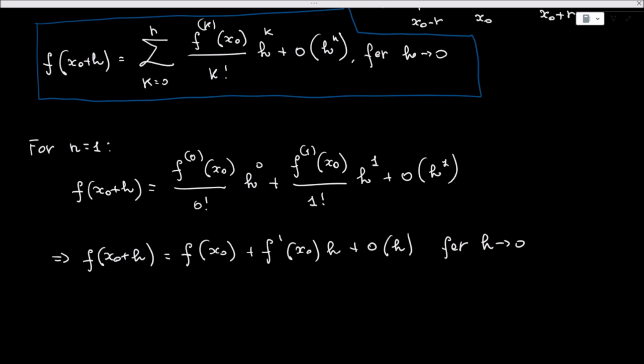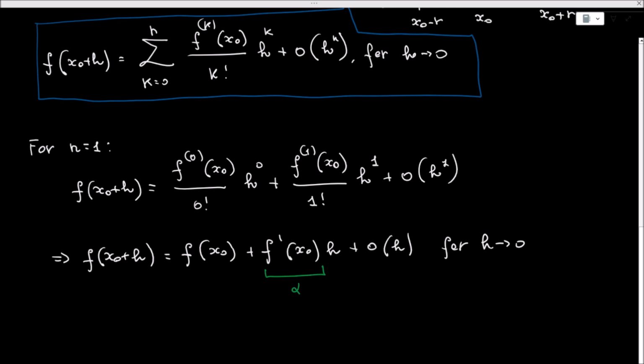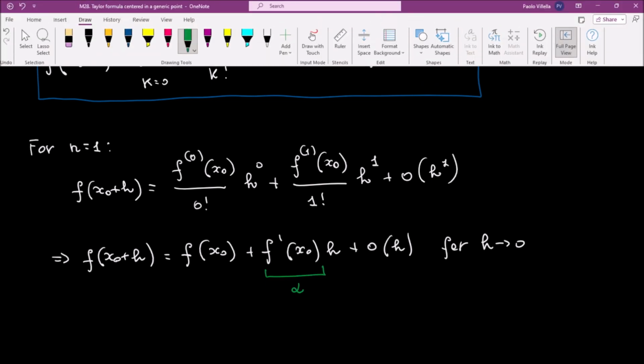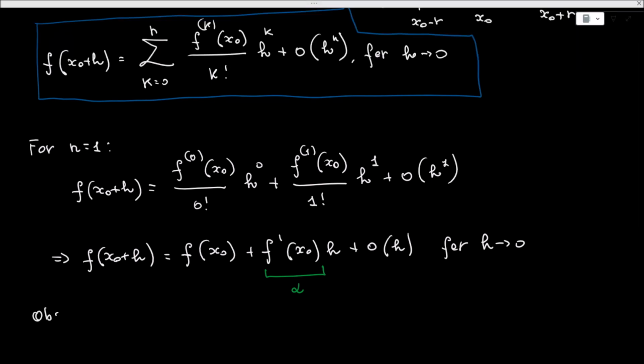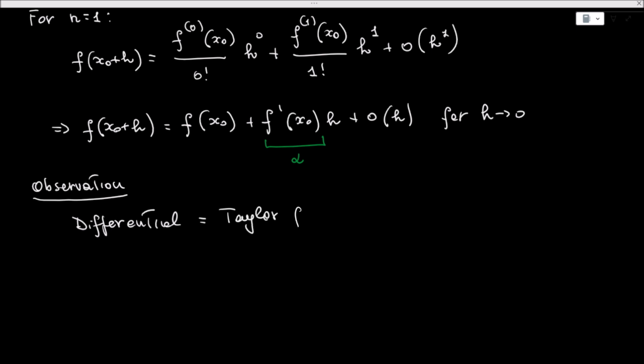But this is nothing else than the expression of the differential. We recognize this to be exactly the differential. So we can write down an observation, which is the following: the differential is nothing else than the Taylor formula for n equal 1.